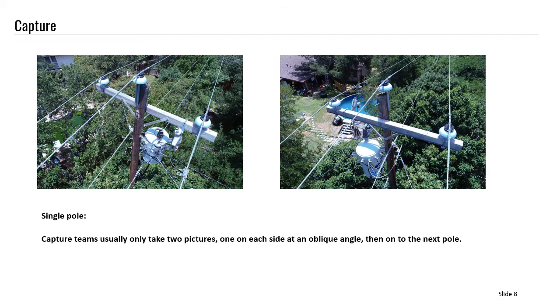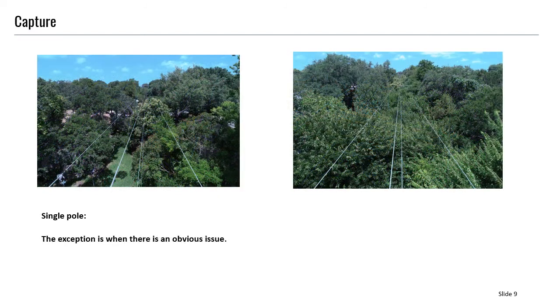In small or large organizations, single pole capture in distribution is typically the same. The pole distance is closer, and distribution lines are typically throughout the populated areas. Flying under Part 107, remember, restricts flights over people unless you have a waiver. Now, capture teams usually take 2 photos, one on each side at an oblique angle, and then they go on to the next pole. However, a photo may be taken down the right-of-way, which will pick up obvious issues.